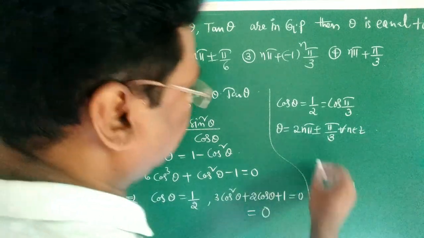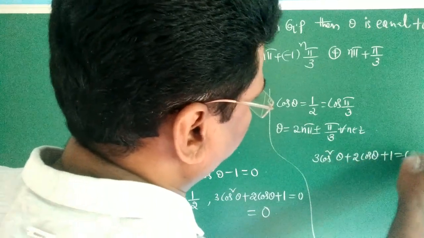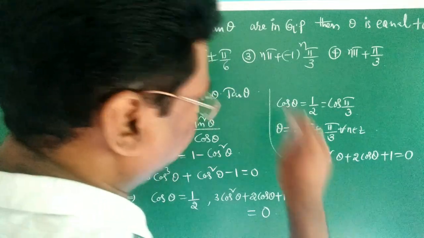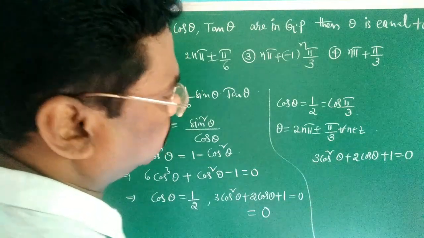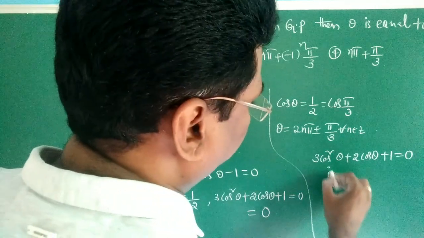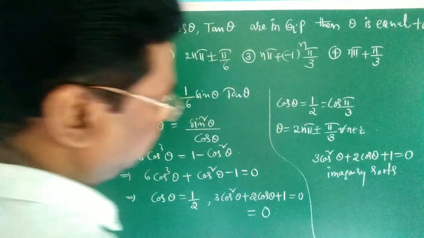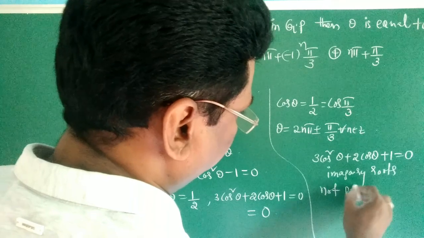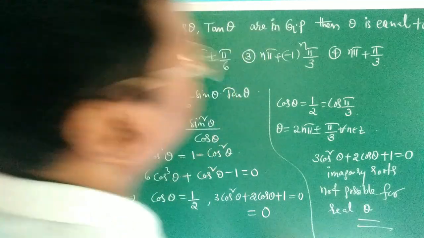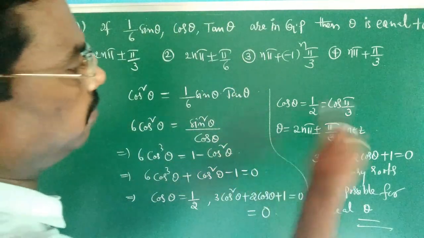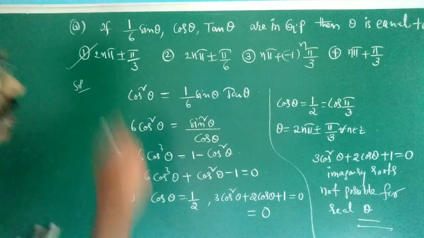Now here 3 cos² θ + 2 cos θ + 1 = 0. This given equation has imaginary roots, since b² − 4ac is clearly less than 0. Imaginary roots are not possible for real θ. Therefore θ = 2nπ ± π/3 is the only solution of the given condition. Now here option 1 is the correct one.